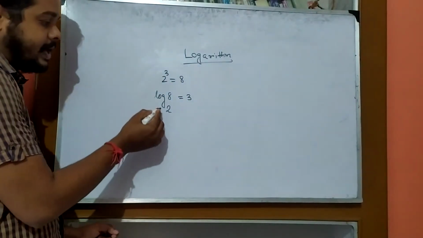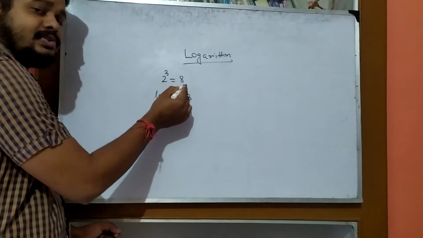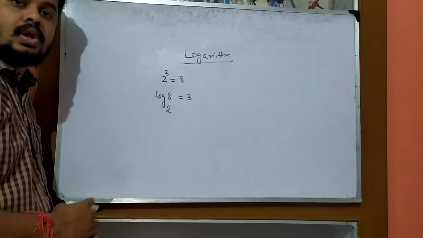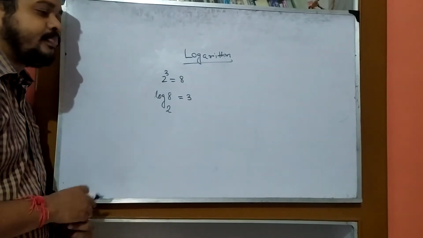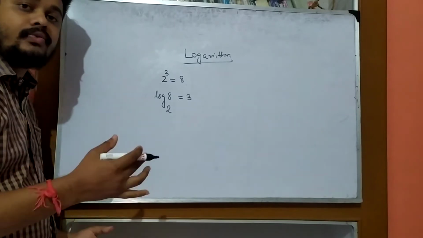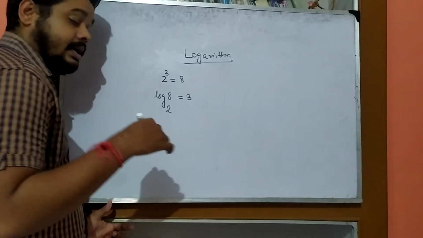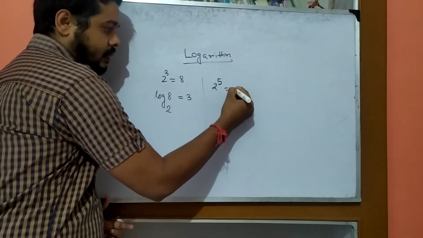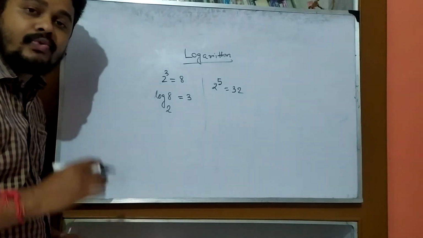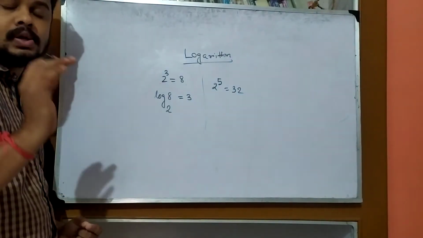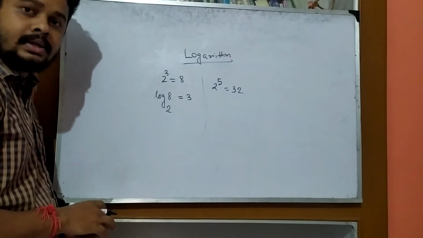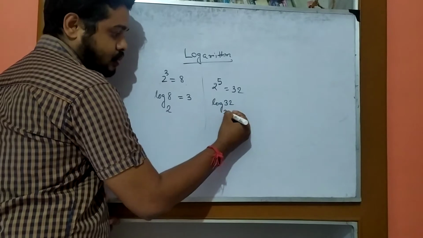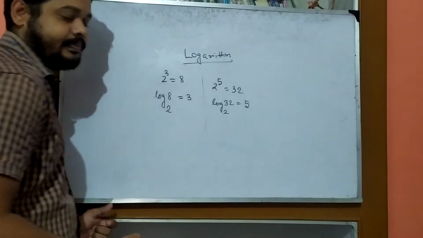When base is known and result is known but component is unknown, that time we use logarithm. So we can say logarithm is just the reciprocal of indices. I am giving another example. Suppose 2 to the power 5 equals 32. It means 5 times multiplication of 2 gives us the result 32. So logarithm of 32 with base 2 equals 5.